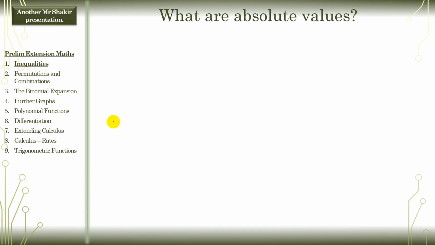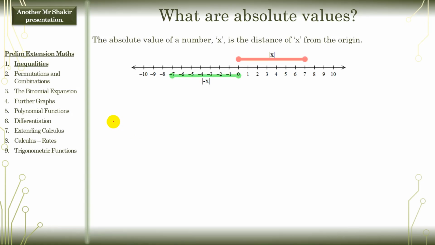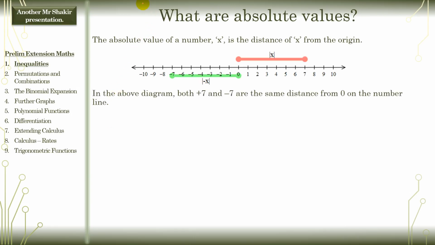Alright, so what are absolute values? The absolute value of a number, x, is the distance of x from the origin. So absolute values are distances on the number line. For example, if you have the absolute value of x here, and the absolute value of negative x, in other words 7, right? Imagine we don't know what the absolute value of x is, but we know it's 7. The absolute value of this and the absolute value of negative x are both the same, because the distance of 7 from 0 on the number line is the same as the distance of negative 7 from 0 on the number line.